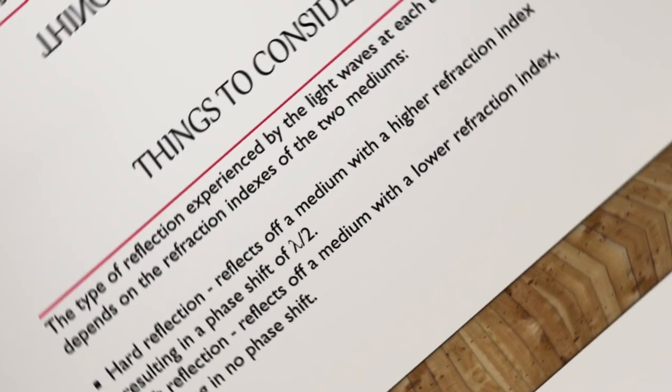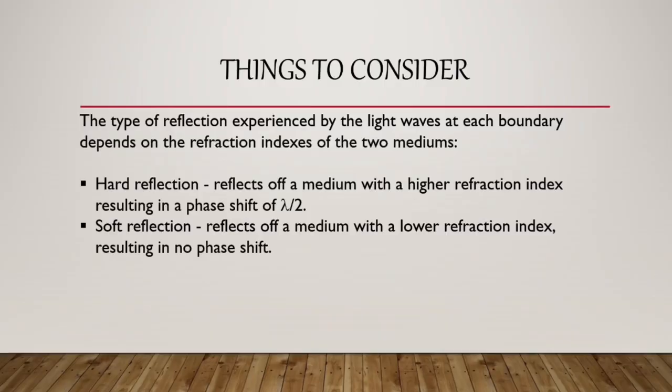Now, what should be considered? The type of reflection experienced by the light waves at each boundary depends on the refractive indexes of the two mediums. Hard reflection reflects off a medium with a higher refractive index, resulting in a phase shift of λ/2. Soft reflection reflects off a medium with a lower refractive index, resulting in no phase shift.